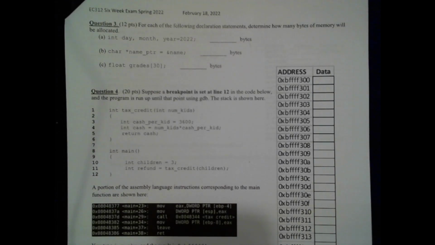Okay, let's move on to questions 3 and 4. So for question 3, it says, for each of the following declaration statements, determine how many bytes of memory will be allocated. So we're just using what we know about variable data types and understanding how many bytes are there.